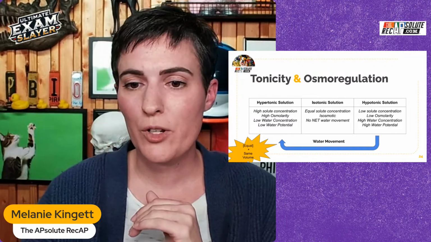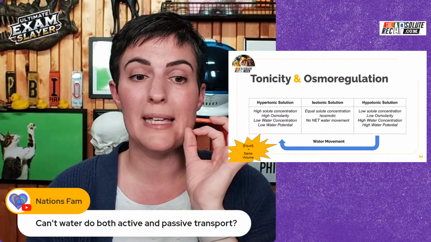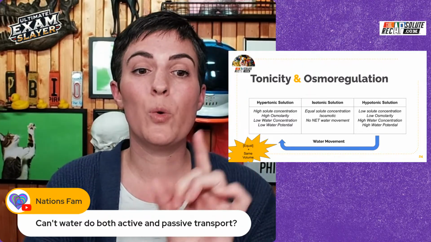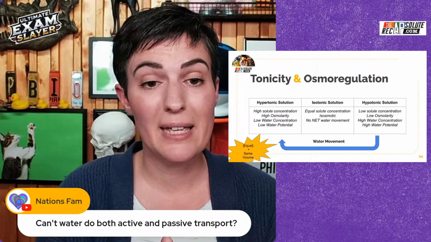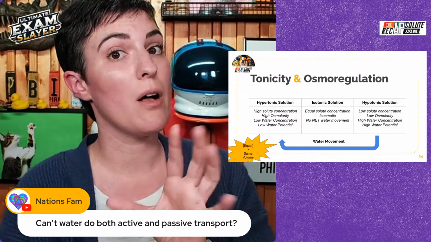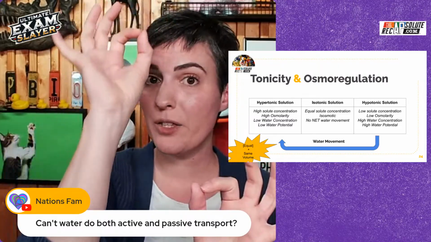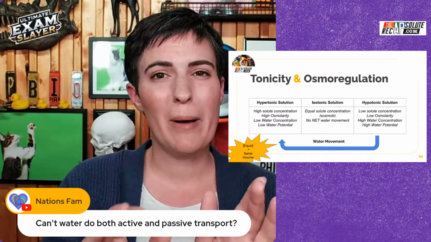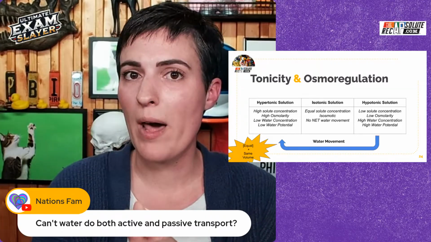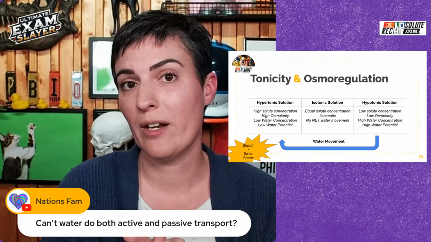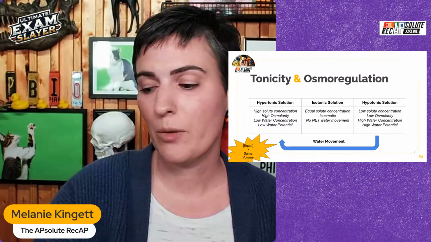Can't water do active and passive transport? Good question. So it is passive, but you are referring to an aquaporin. Water is polar, but it's also super small. So it can move by osmosis, high to low, directly through the phospholipid barrier, kind of like it sneaks through because it's so small. But if it has to move in larger quantities, that's when it uses a protein channel. And the one that's specific to water is called an aquaporin. So great question.